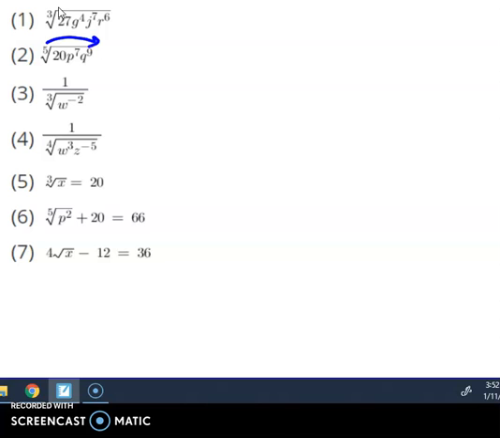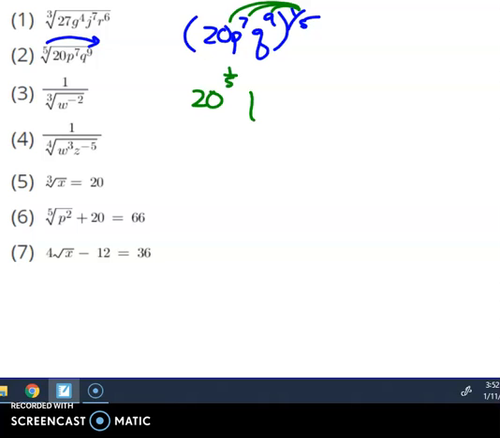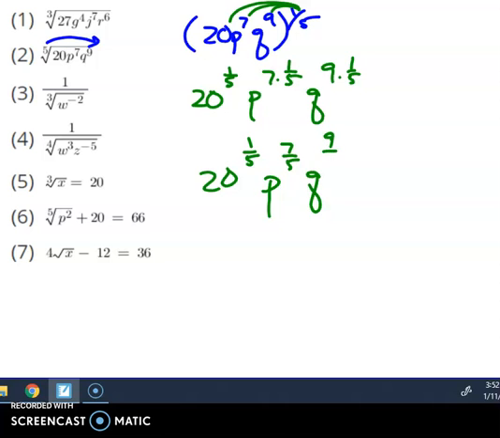Like the video from last week in terms of Grassville math, we're going to pull that 5 to the right. And when we do that, the 5th root gets replaced with the exponent of 1/5. So the 5th root of this expression is the same as the expression raised to the 1/5 power. We're going to multiply through by a 5th. So we get 20 to the 1/5, p to the 7 times 1/5, and q to the 9 times 1/5. So 20 to the 1/5 stays where it is right now, p to the 7/5, and q to the 9/5.